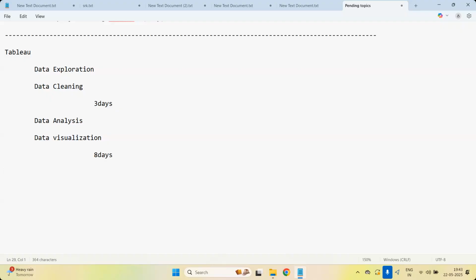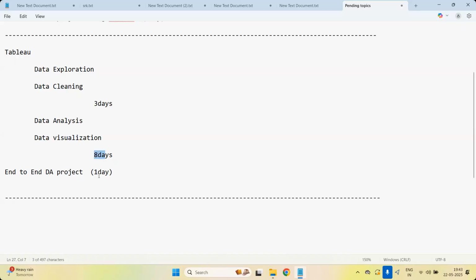And we are going to do one end-to-end data project using Tableau. This is going to be for another 1 day, right? With that, Tableau will be completed. Now you might get a doubt. So Tableau overall, we are going to take 3 days plus 8 days plus 1 day, which means overall 12 days you are going to spend on Tableau.